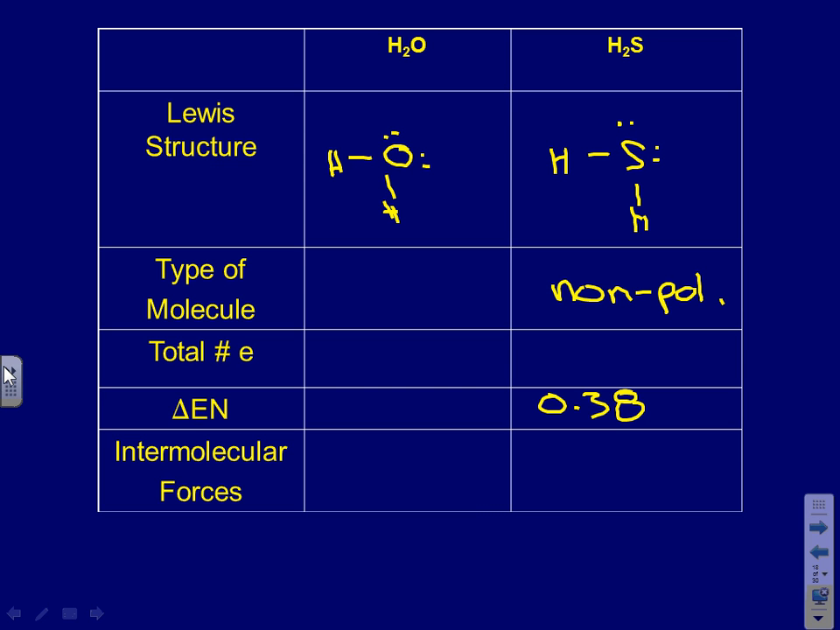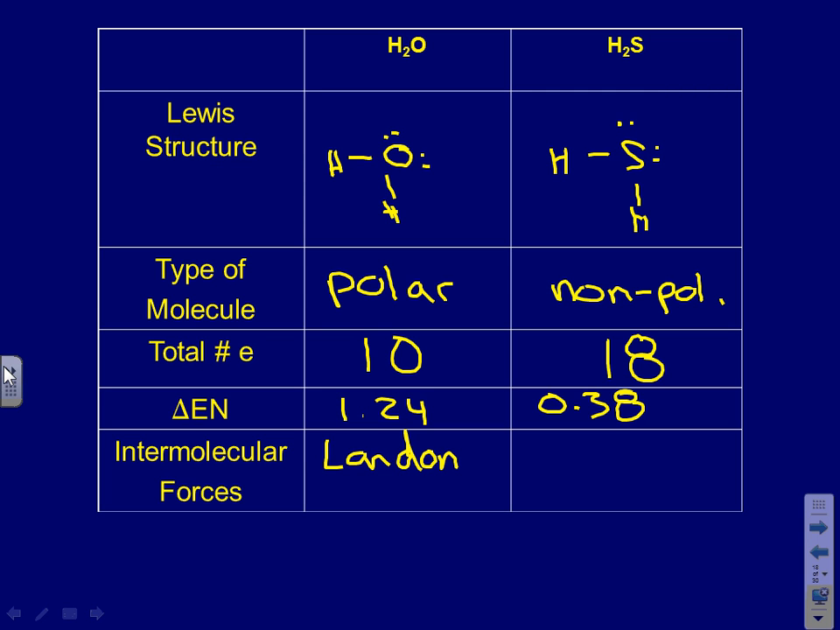Delta EN for O and H, 1.24. This is polar, very polar. Total number of electrons, 8, 9, 10. 10 electrons. For H2S, 16, 17, 18. 18 electrons. London, we write it down for each one. And this is H bonding, and this is London. Last year it would have said dipole as well, but nope, with the way we've got our numbers changed, it's nonpolar, so it's just London. But that's okay, we still get the point across.